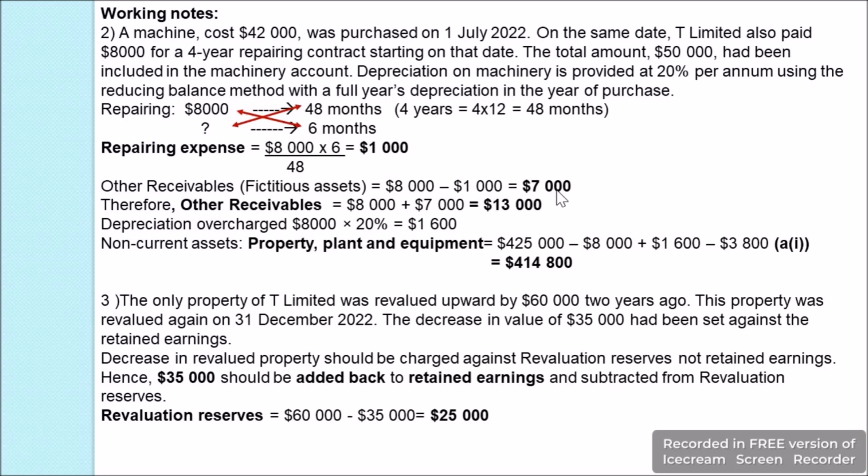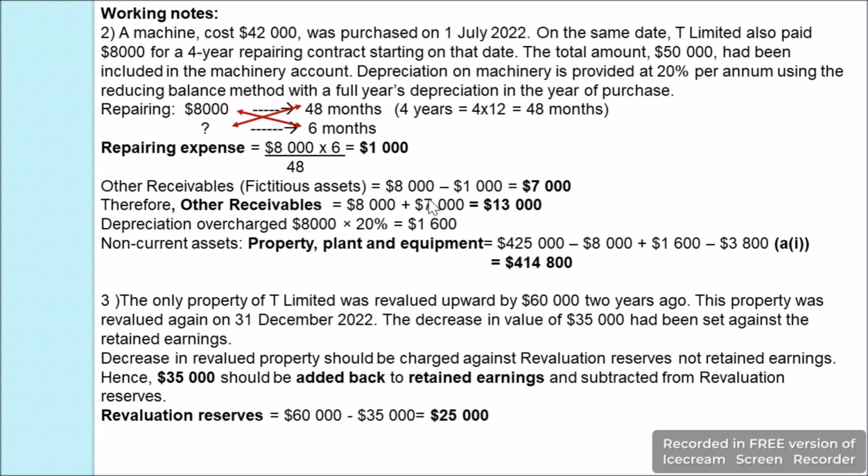we get 7,000. This will be other receivable, because this will be a part of our current assets and these are fictitious assets. So other receivable was given as $8,000. To this we will add this $7,000. We will get $13,000 as other receivable.